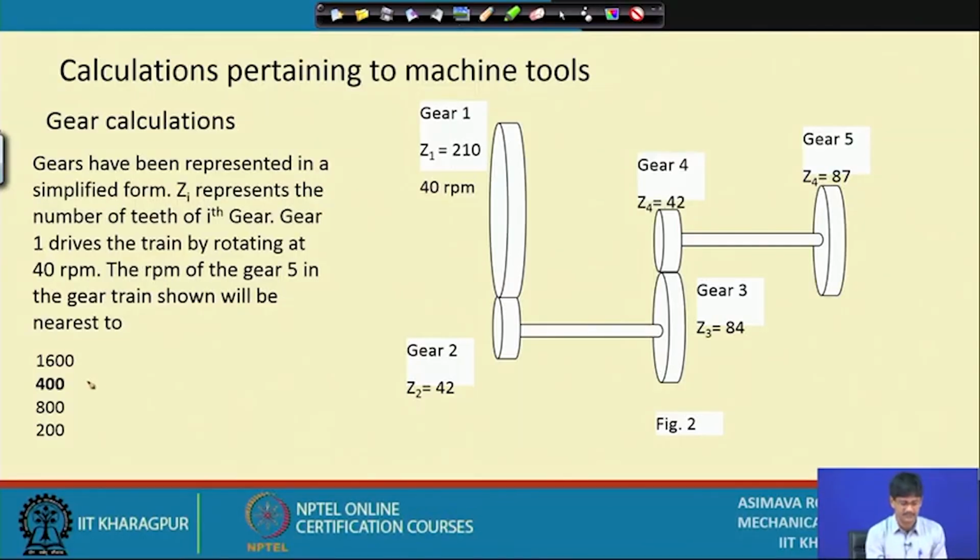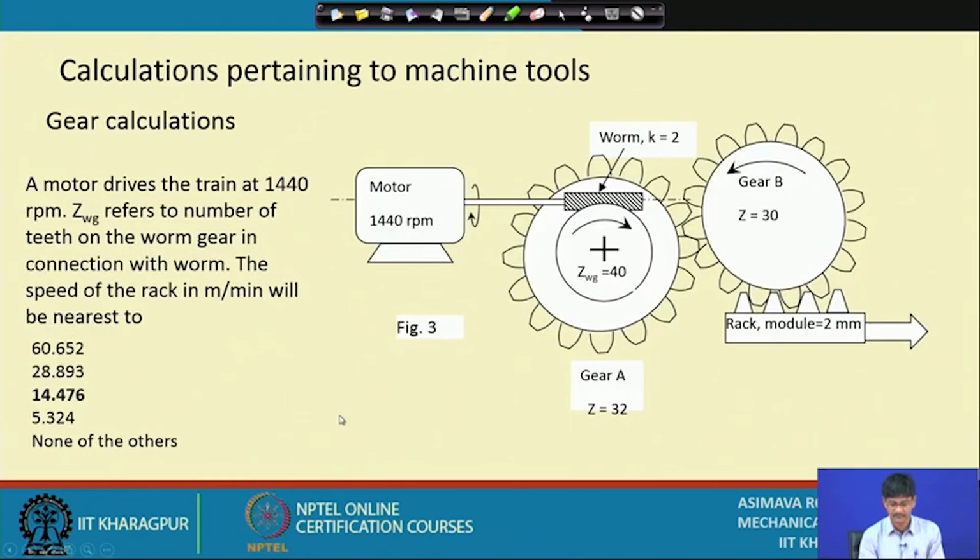So, this answer we have already established is 400. Let us move on to the next subject. Oh my God, quite an elaborate example. So, I will come back to this one, because at this moment we do not have any knowledge of what should be the speed ratio between worm and worm gear. Let us discuss all those aspects.